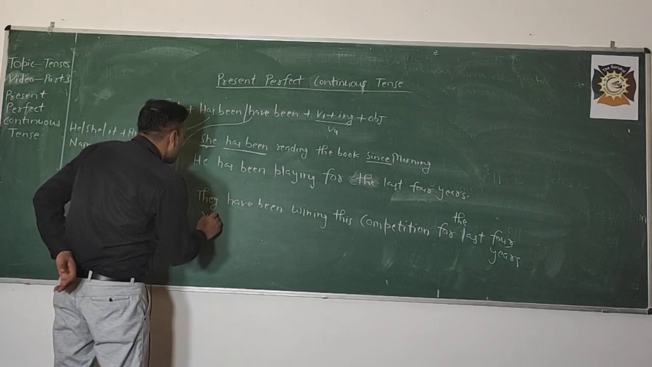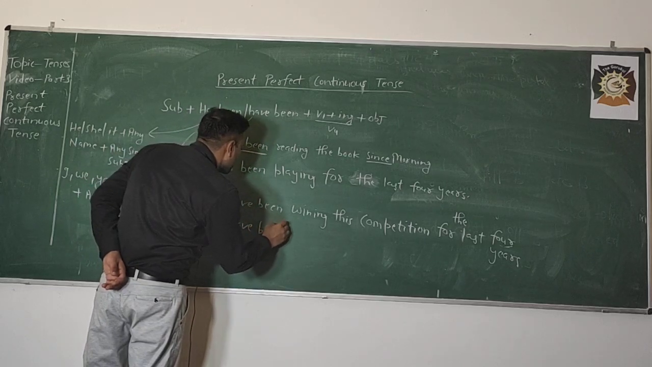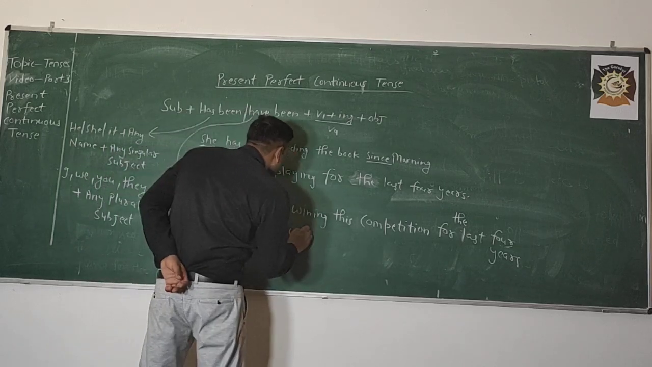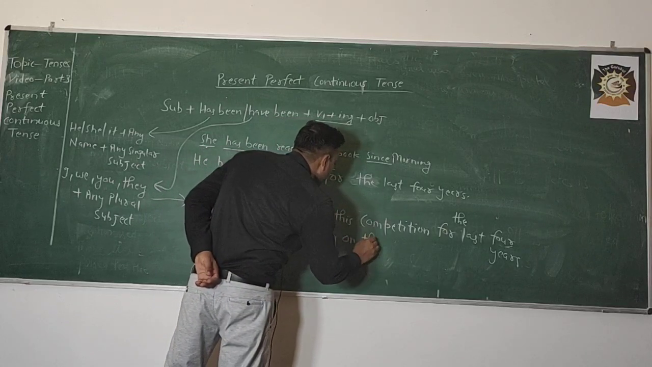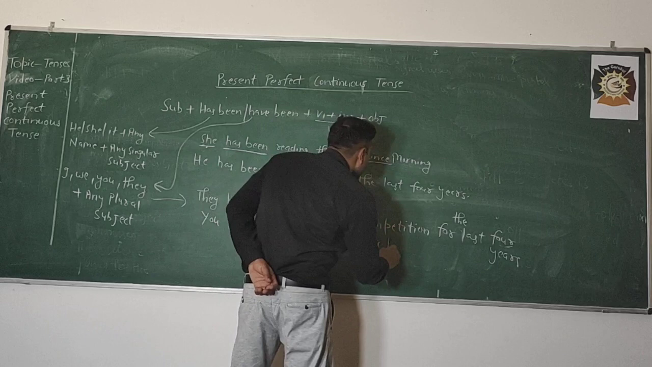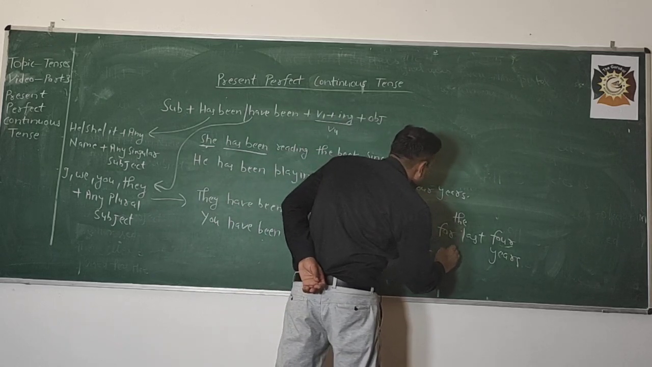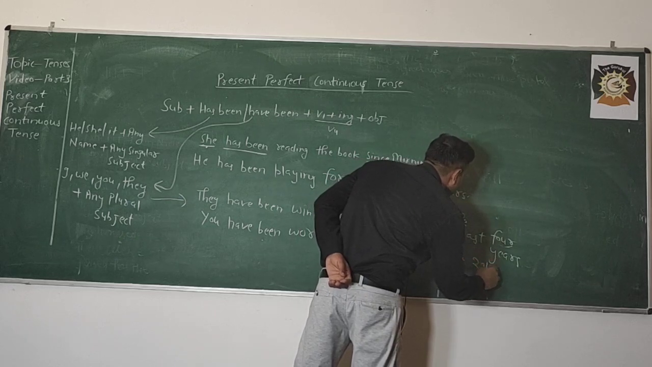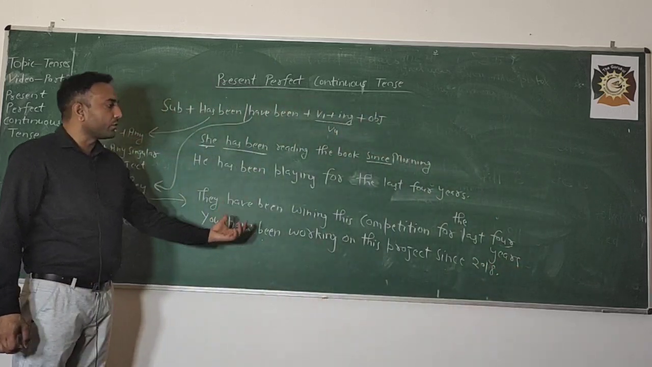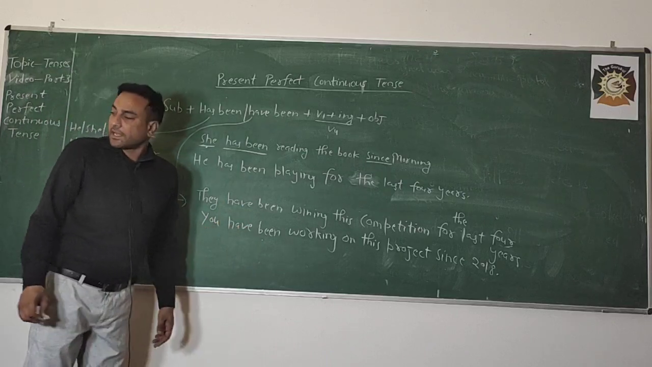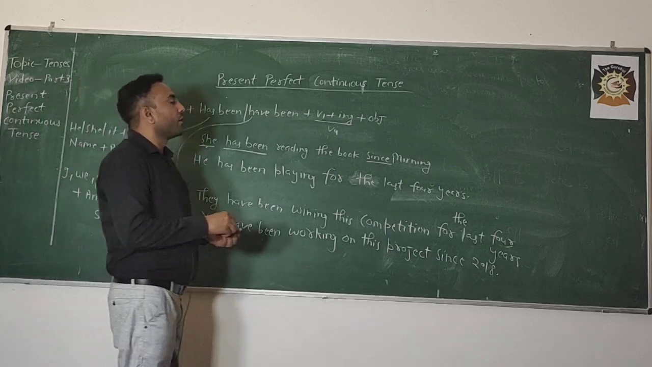If we say, you have been working on this project since 2018. You have been working on this project since 2018. So you need to understand the concept of since and for.